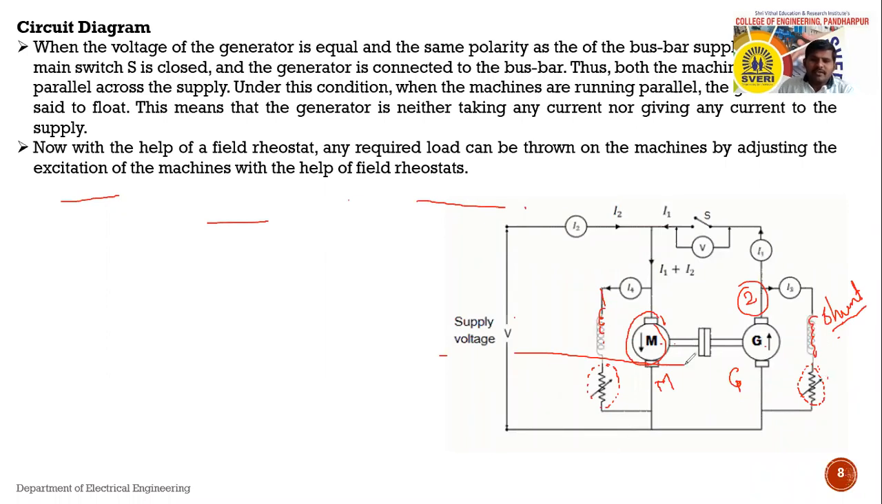rheostat connect करतो. See, there is a mechanical coupling between these two machines. These two machines are mechanically coupled to each other. The दोन machine ज्या आहेत त्या mechanically coupled केले, and these are electrically connected parallel to the supply line. See here, these are the supply lines. This one is the supply lines, positive and negative, that is supply voltage.